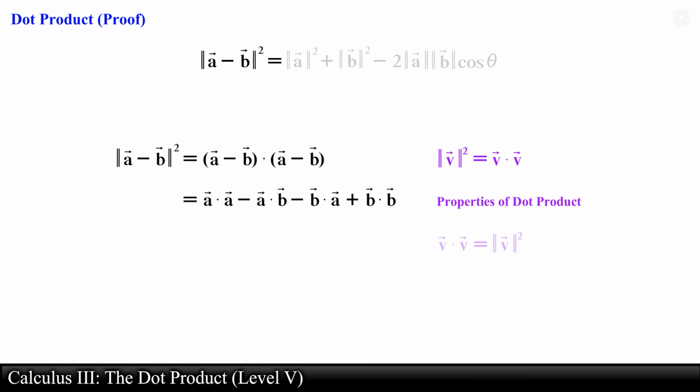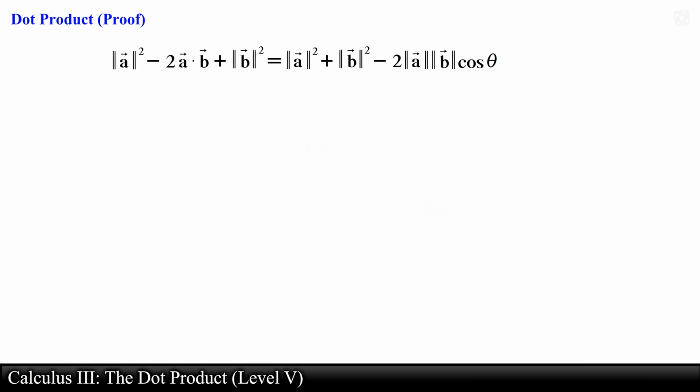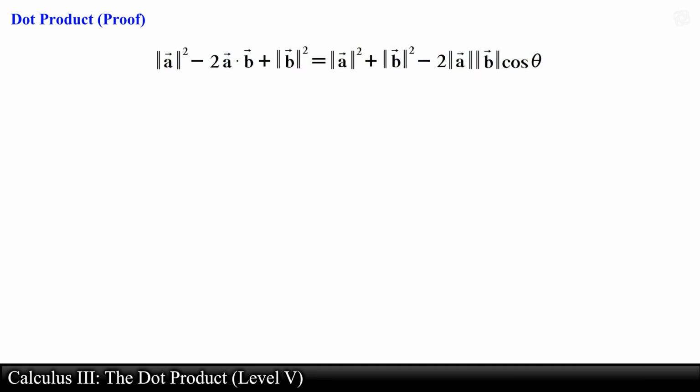Now we go ahead and rewrite the first dot product as the magnitude of vector A squared. The second and third term add to 2 times A dot B, and the fourth term becomes the magnitude of vector B squared. Alright, now we can replace the left-hand side of our original law of cosines expression with this new expression. At this point, it is just a matter of simplifying the expression.